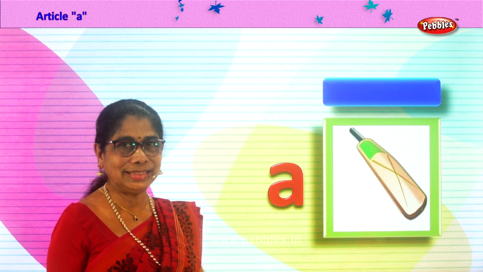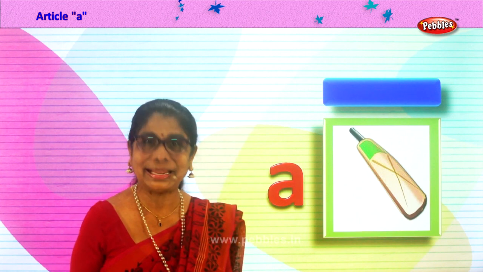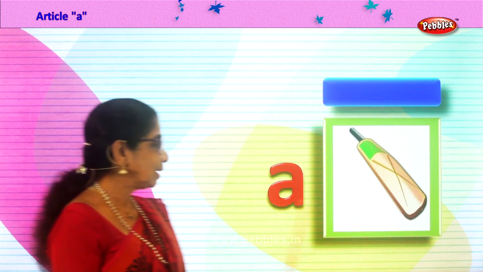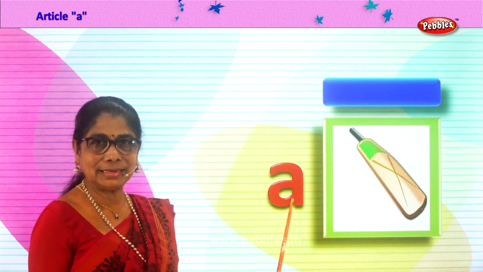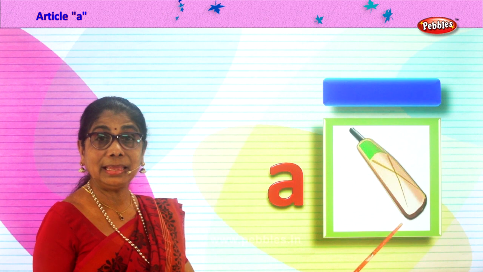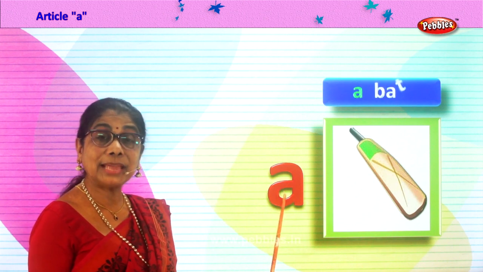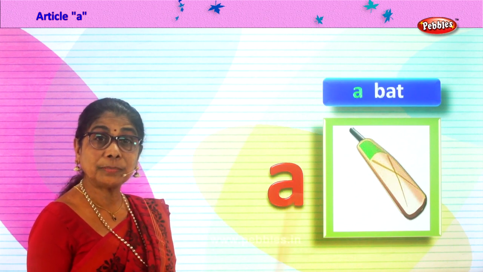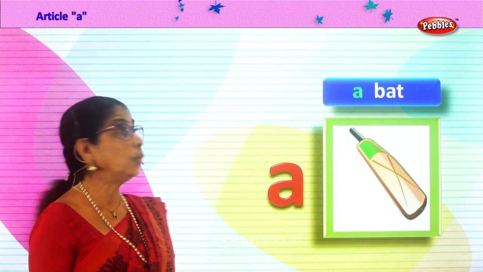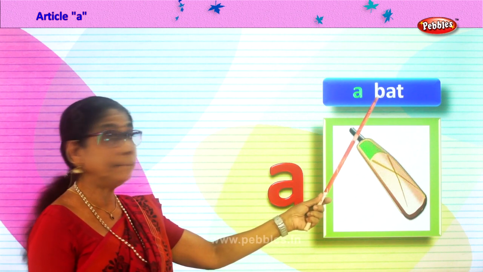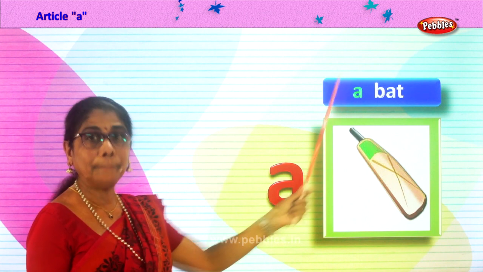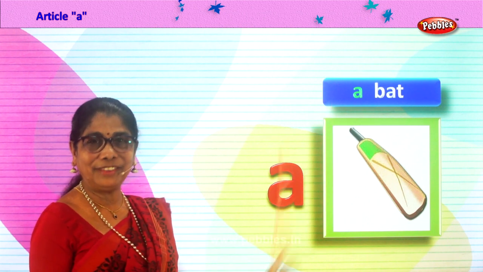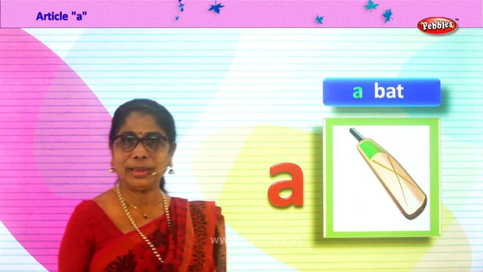Let's look at a new picture. You love to play with this? What is it? Bat. A bat. Consonant B. So article A is put in front of the letter B, that's a consonant. So you read it aloud, a bat. A bat. Very good. Are you enjoying?